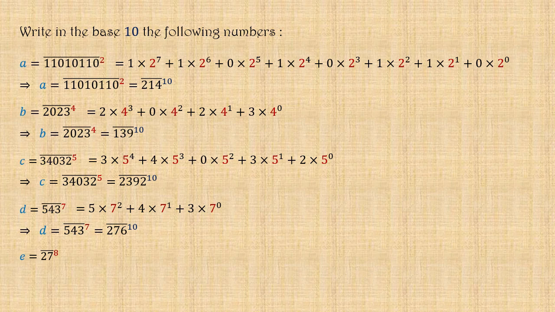Finally, the number E, which is written in the base 8 with 2 digits, we will do its expansion by matching each digit to the power of 8, starting from the first power. So the number E equals 2 multiplied by 8 to the power of 1, plus 7 multiplied by 8 to the power of 0. So the decimal scripture of the number E is 23.